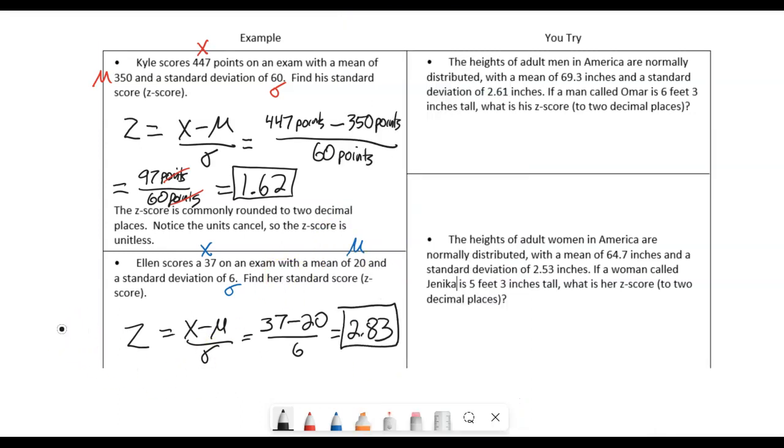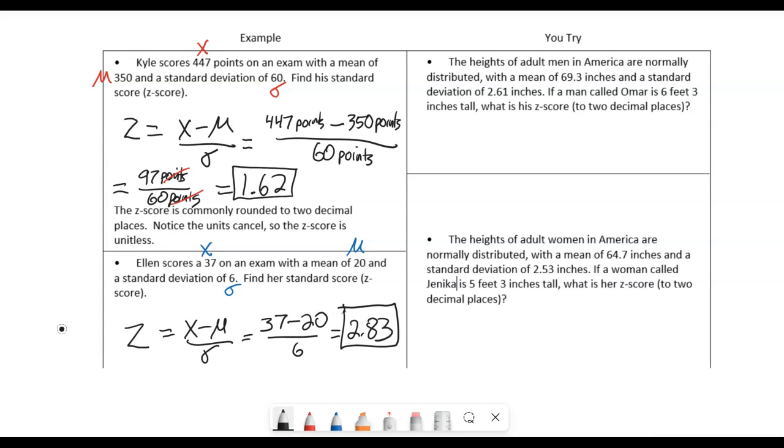Now, z-scores are comparable. The 447 points Kyle scored is not comparable to the 37 points Ellen scored. You would look at those and go, wow, Kyle is so much better. Look how many points he got.